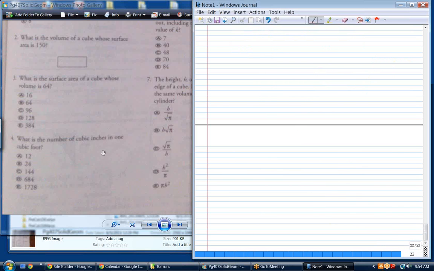What is the number of cubic inches in 1 cubic foot? 144. Cubic. Keyword is cubic. What you got was the square inches in 1 square foot. At least I know it's going to be bigger than 144. By how much more?